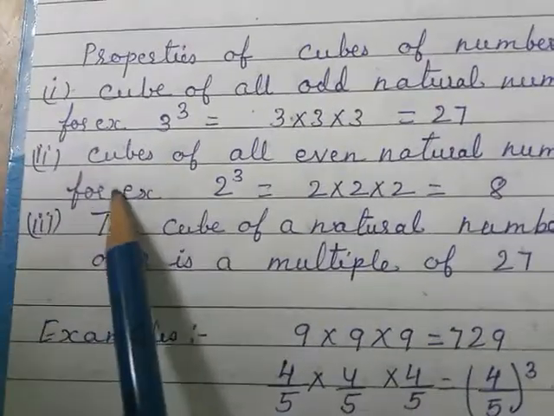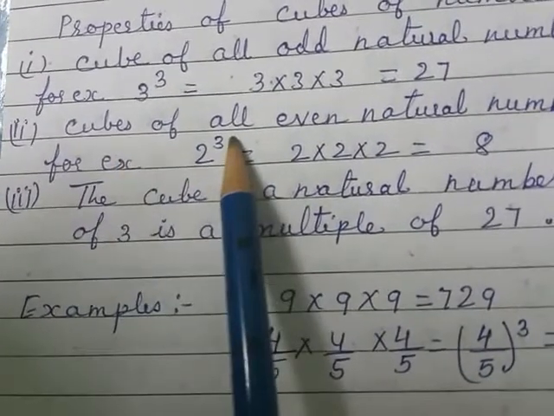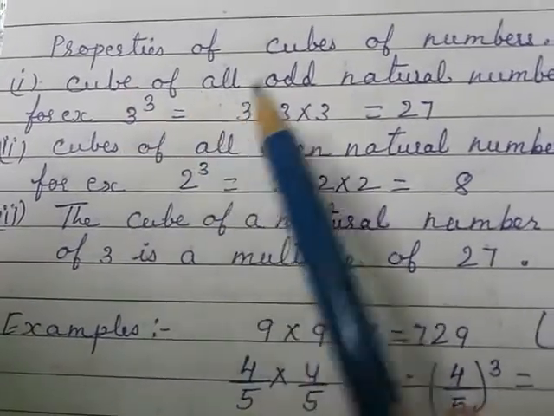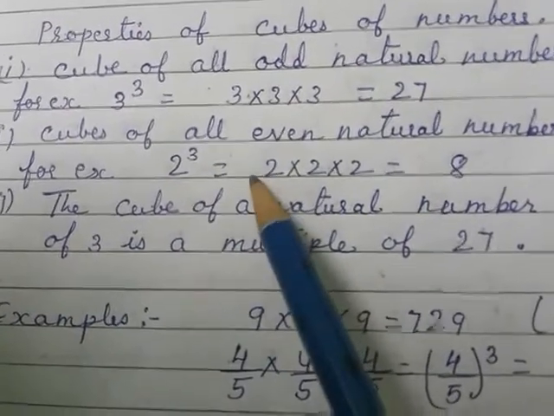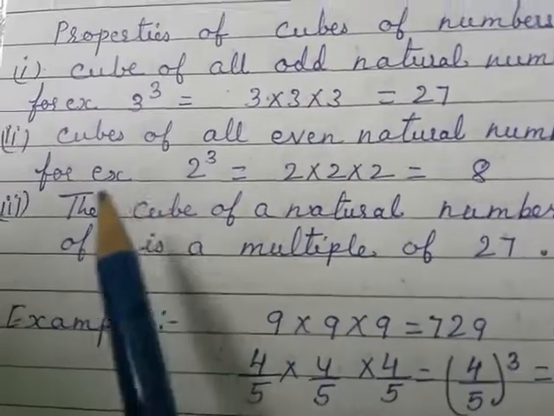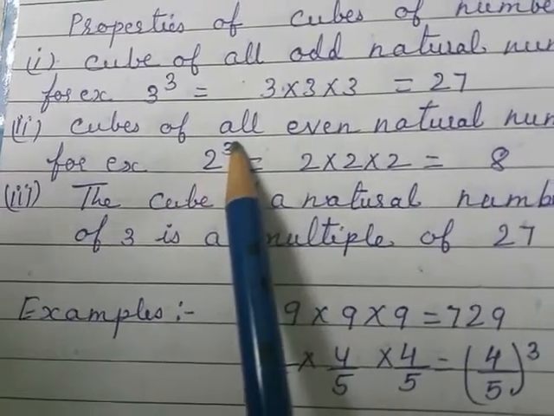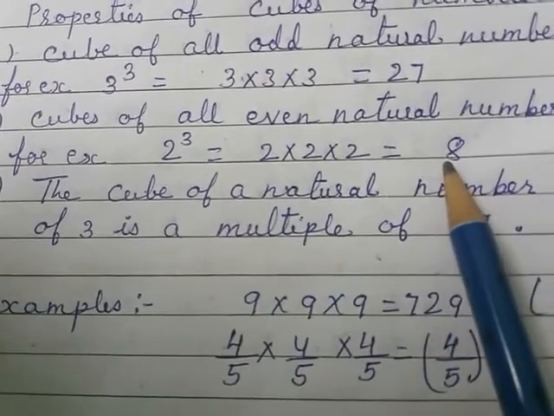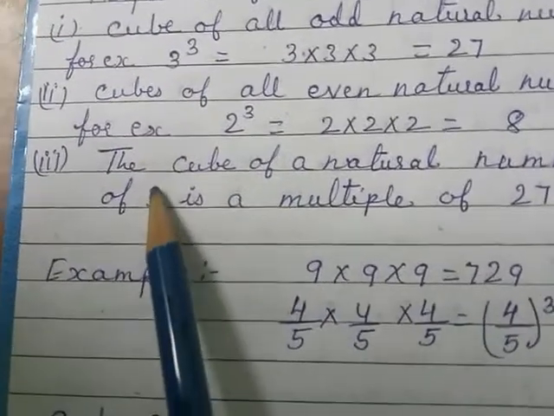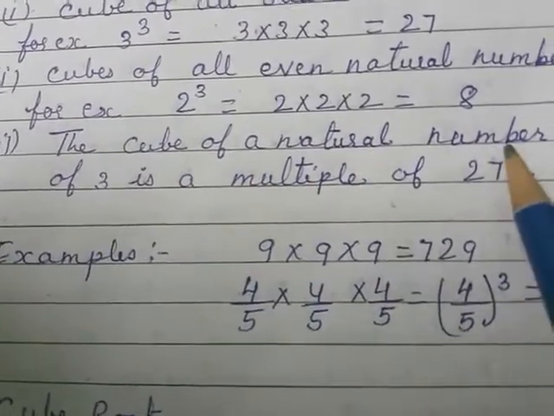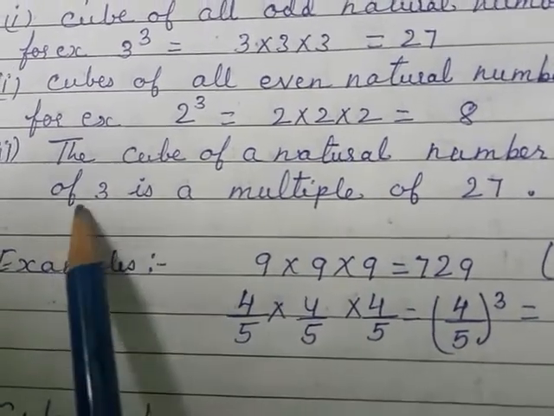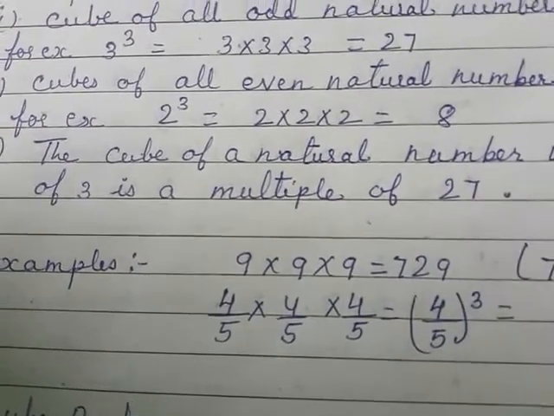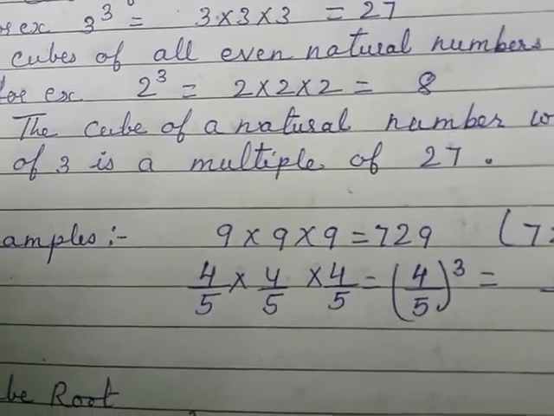In the same way, the second property is that cubes of all even natural numbers are even. Cubes of all odd numbers are odd and cubes of all even numbers are even. See here, 2 raised to power 3 gives us 8. Here 2 is an even number and its cube is also an even number. Next property, the cube of a natural number which is a multiple of 3 is a multiple of 27 also.